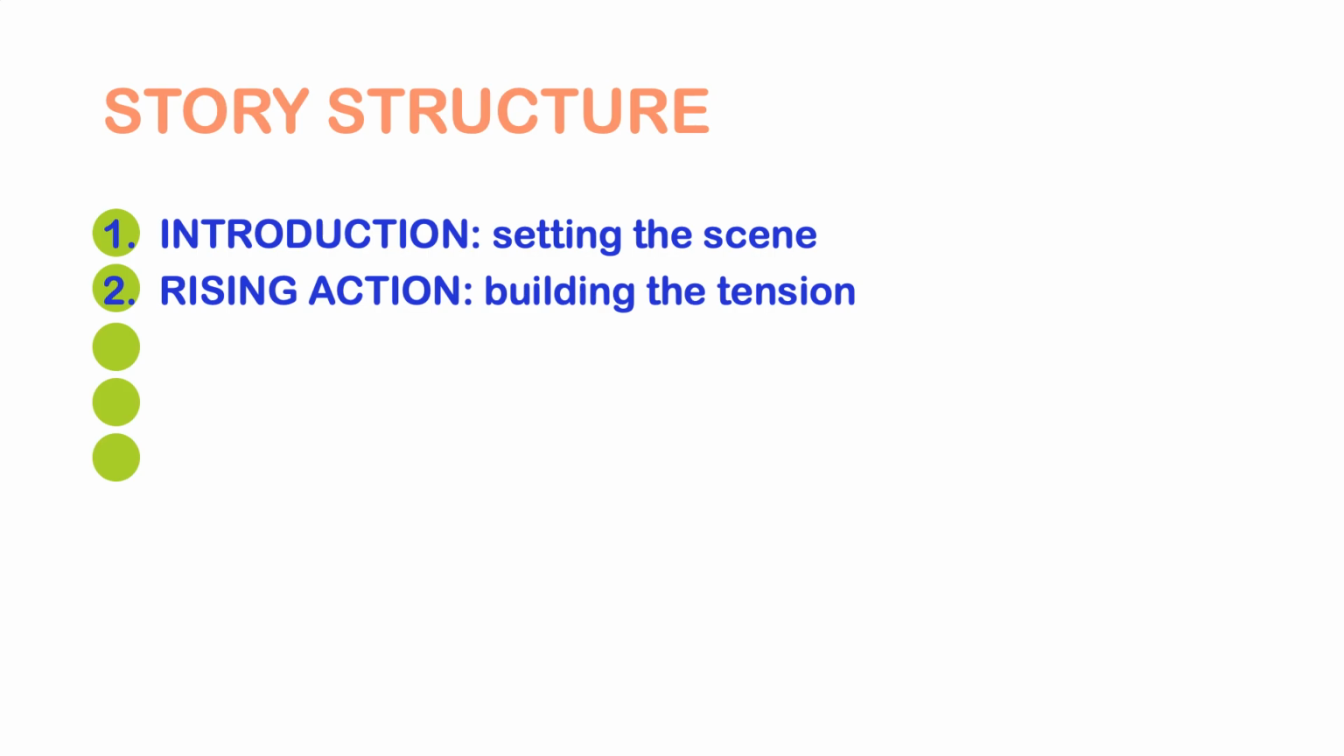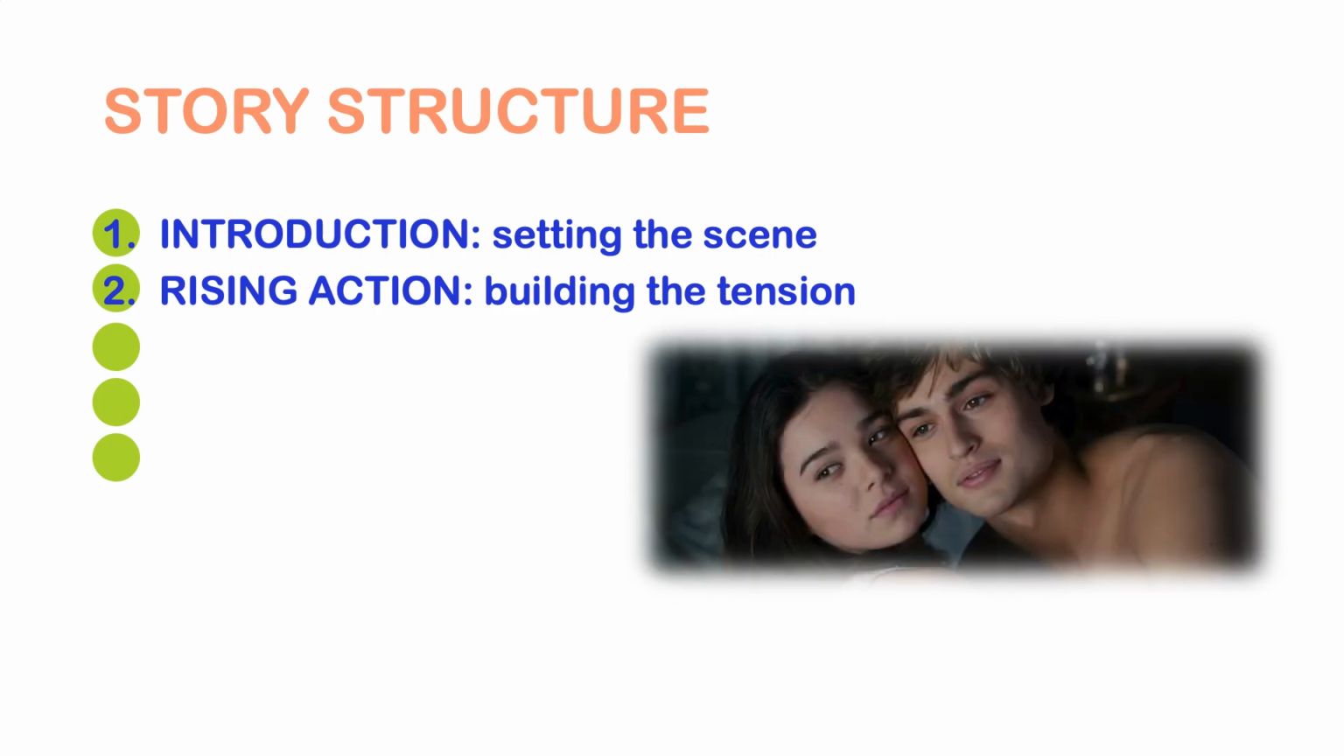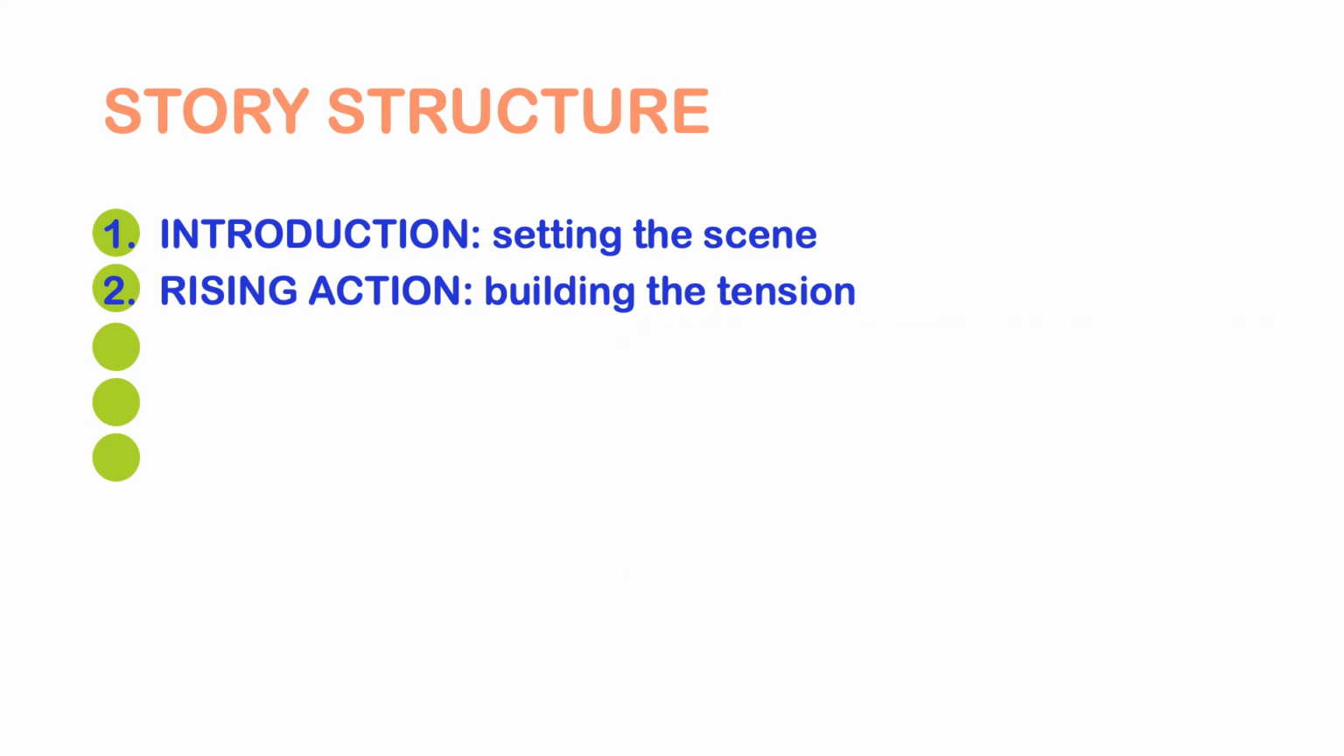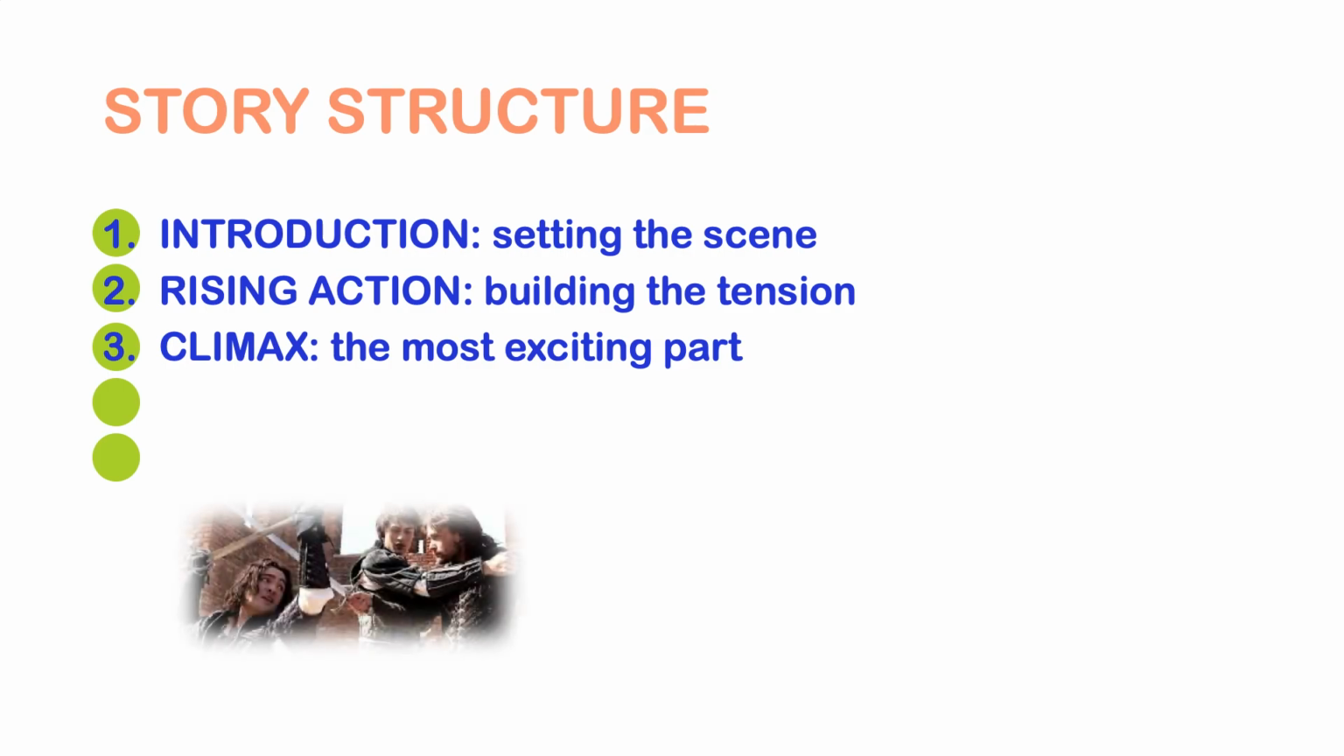Then there is a pleasant or unpleasant surprise. Eventually, the protagonist faces the greatest obstacle and is forced to make a choice. This leads to the climax. In Romeo and Juliet, Romeo wants to secretly marry Juliet. Then they get into trouble. At some point, the action reaches a climax. The climax is the most exciting part of the story. For example, the plot of Romeo and Juliet reaches its climax when Romeo kills Tybalt.